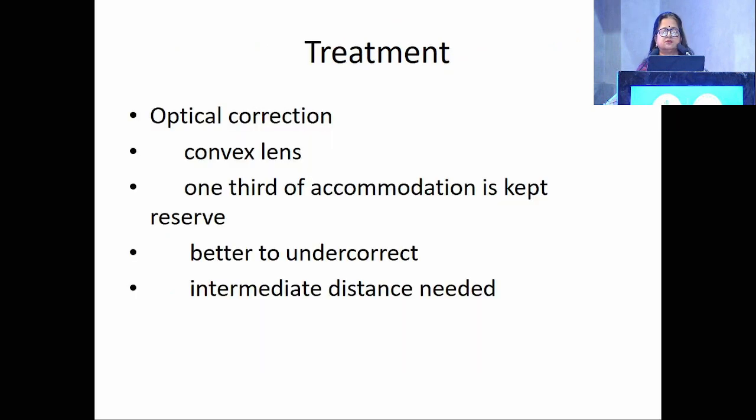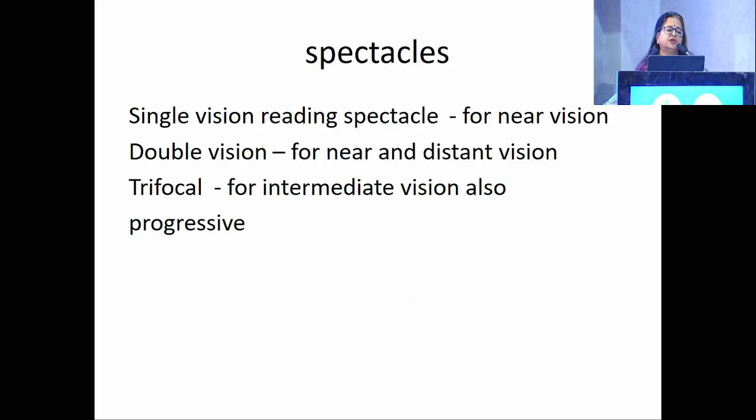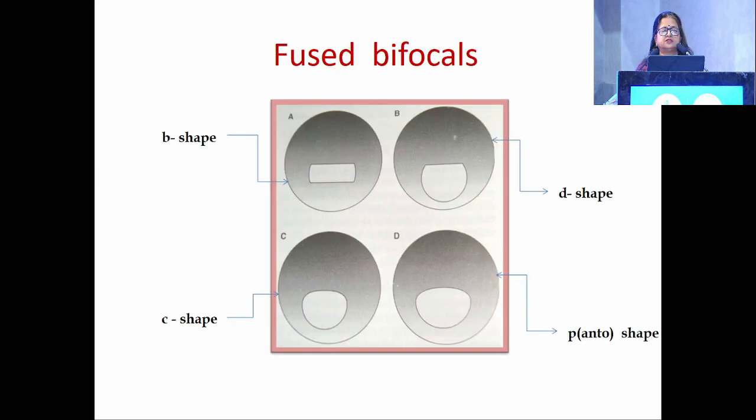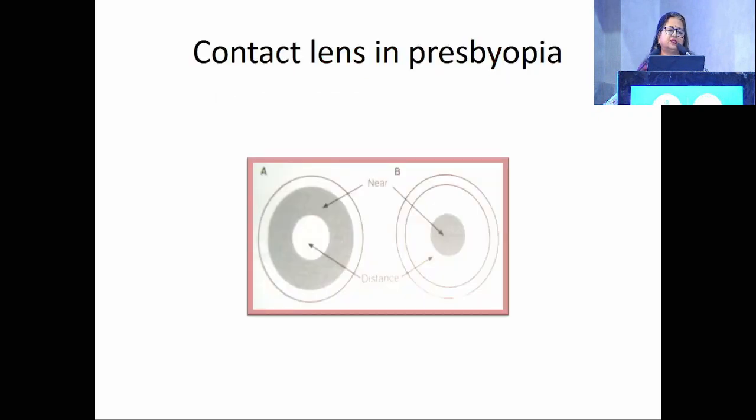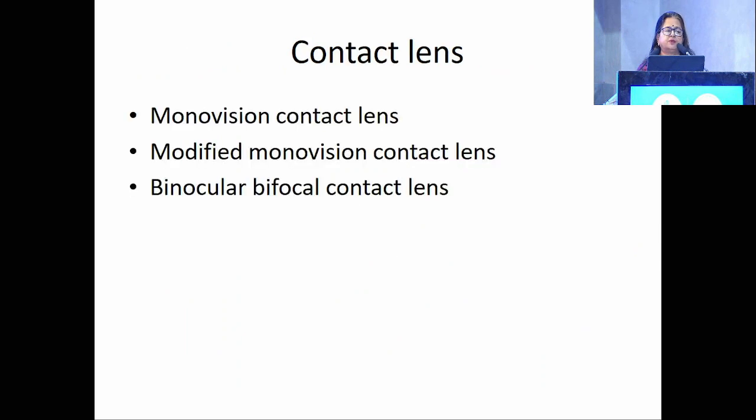So these are the symptoms. So what are the treatment options? The optical correction can be given, convex lenses. One third of the accommodation, as I told, can be kept in reserve, it is better to undercorrect, and intermediate distance correction wherever required is to be given. Single vision reading spectacles for near, double vision for near and distance, trifocals for intermediate, and also progressive lenses. So these are the various types of lenses that can be given, and contact lenses can also be given for presbyopia.